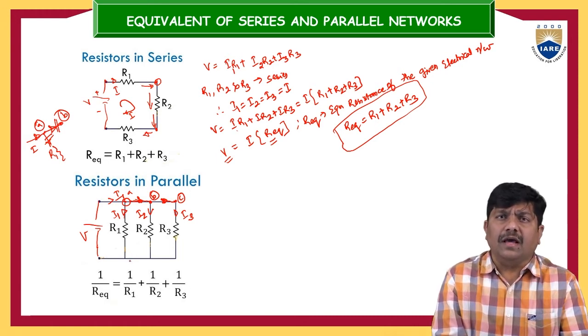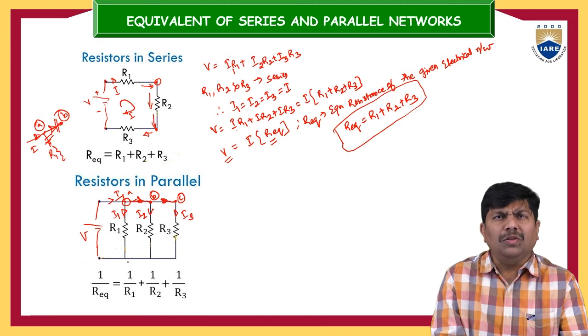One is the supply current I. Then the current flowing through R1 is I1. Current flowing through R2 is I2. Current flowing through R3 is I3. We don't know the values of R1, R2, R3. So I1 definitely may not be equal to I2.